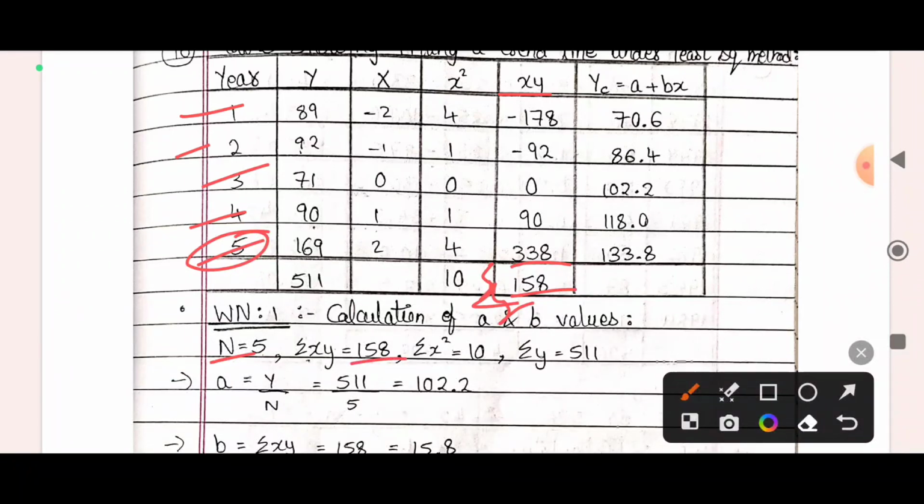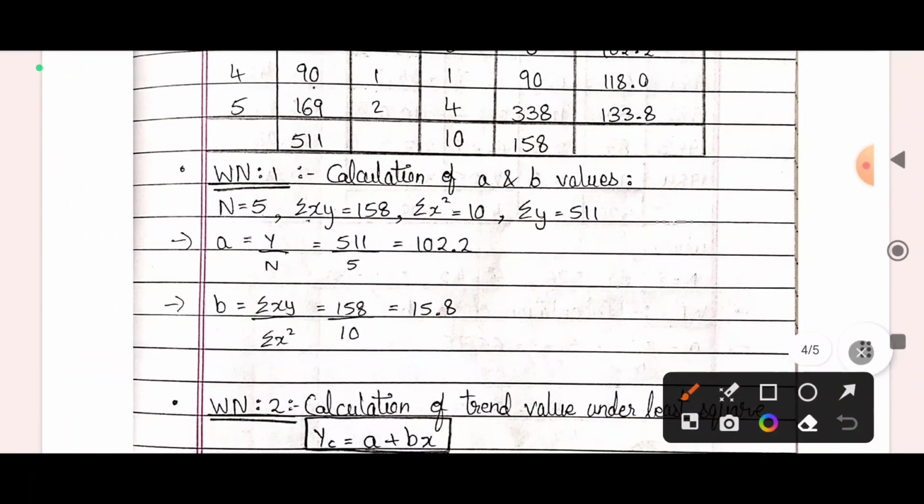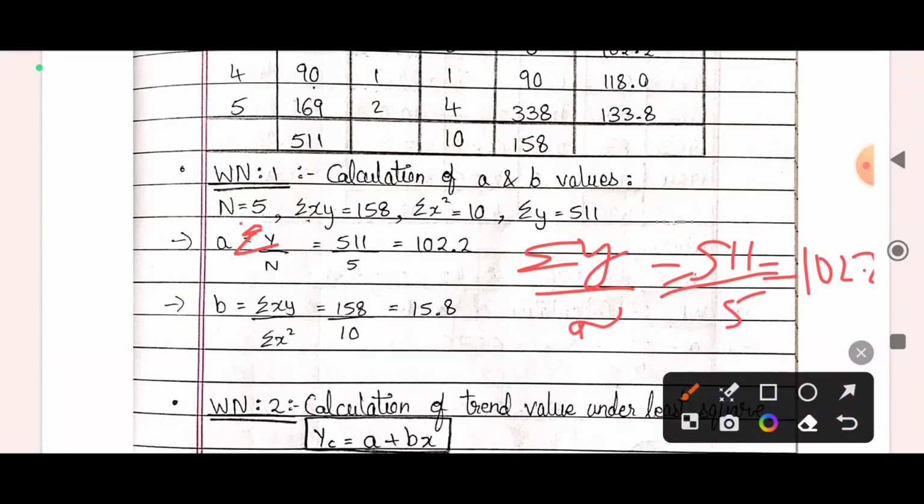Sigma xy is 158. This is the x square total, and this is sigma y, the summation of y. Now A is equal to sigma y divided by n, not y. What is your sigma y? 511 divided by 5. N is 5, so it is 102.2. So we are getting 102.2.